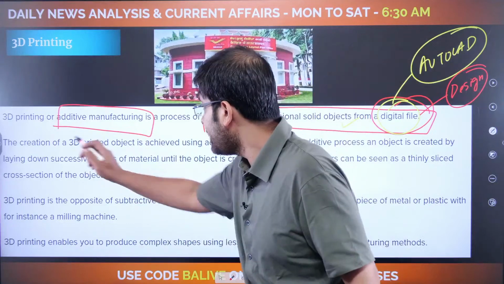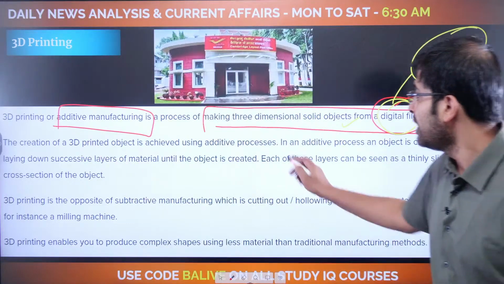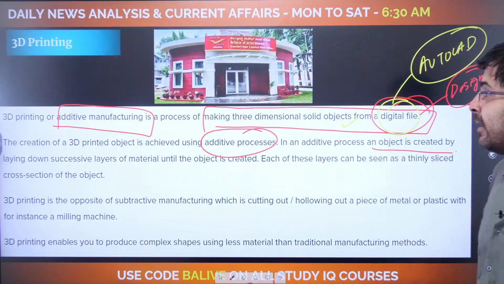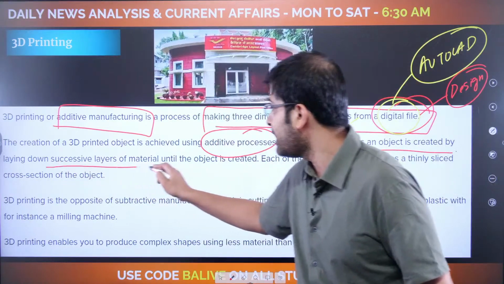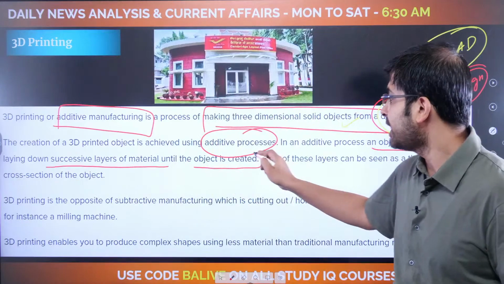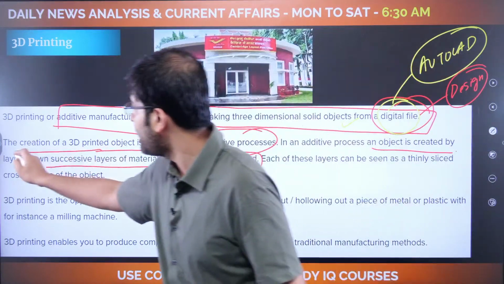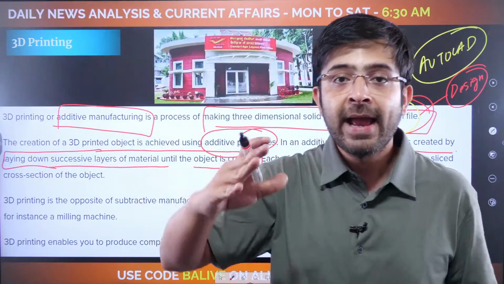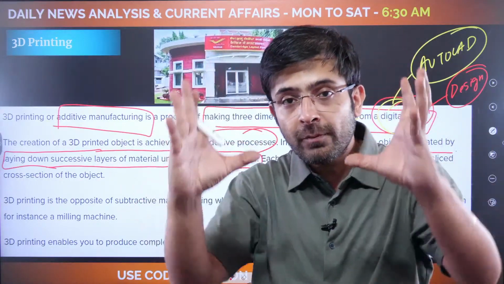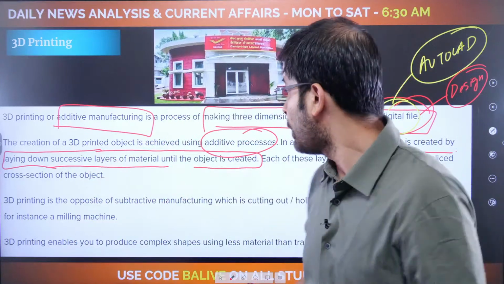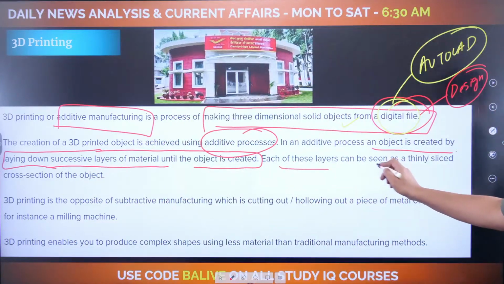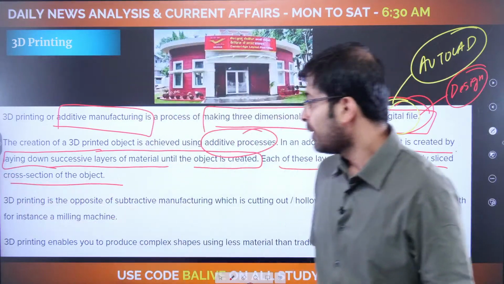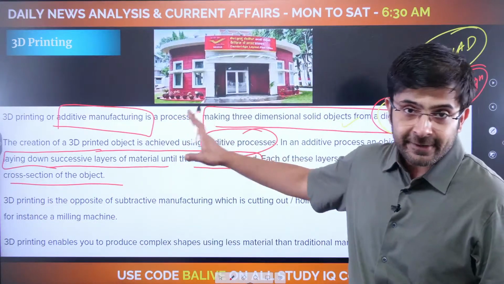Thereafter, the creation of the 3D printed object is achieved using additive processes. An object is created by laying down successive layers of material until the object is created. Essentially like baking a cake. You go layer by layer, and give it exactly the form that your design has. Each of these layers can be seen as a thinly sliced cross-section of the object. Now, this is additive manufacturing.